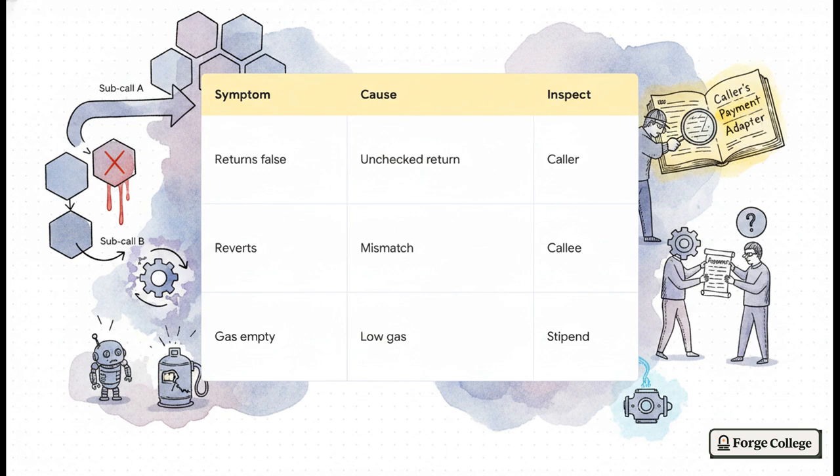But what if the subcall throws a custom error and reverts? That's a mismatch in assumptions, meaning you need to inspect the callee's preconditions. And if you see gas exhaustion, you probably aren't forwarding enough gas for the subcall to complete its work. For our current crime scene, symptom number 1 leads us straight back to the caller's logic in the payment adapter.